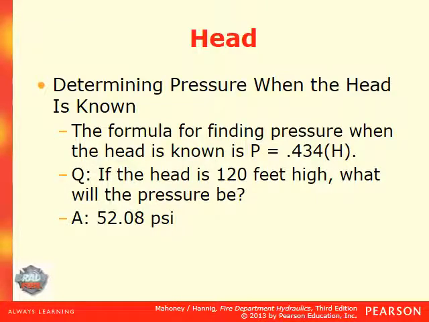So here's our formula again. The formula for finding pressure when the head is known is pressure equals 0.434 times the height. And again, I say use 0.5 for round numbers. I'm not going to gig you guys if you show your work and you use 0.5 as opposed to 0.434. To me, it just makes it a little easier.